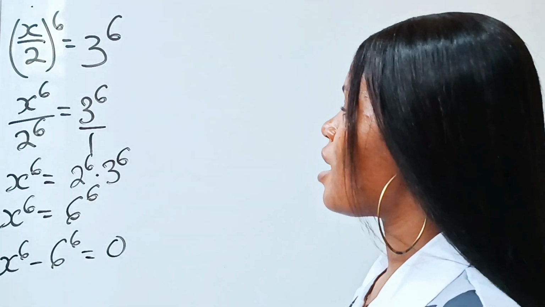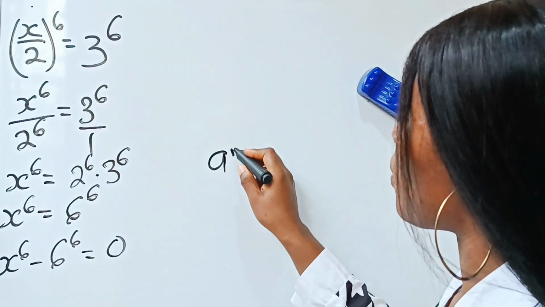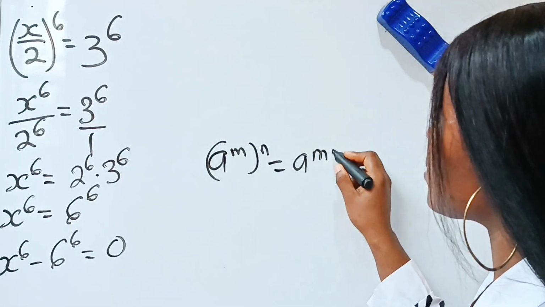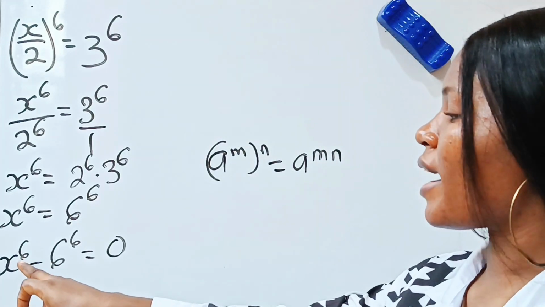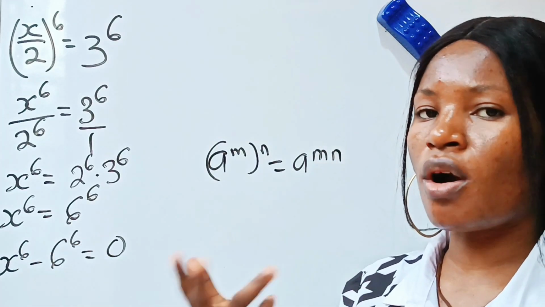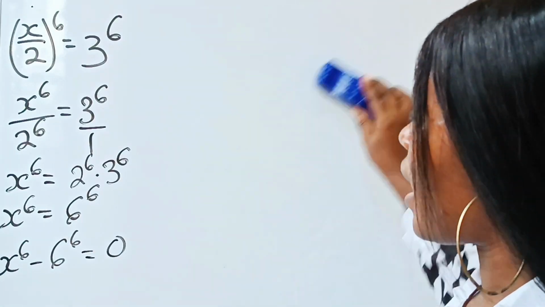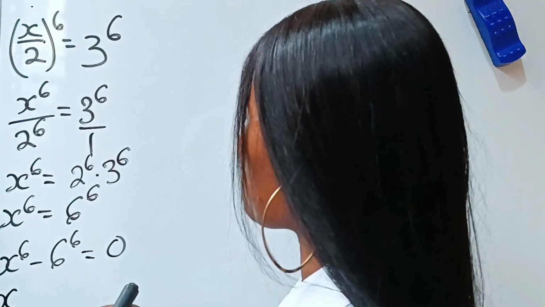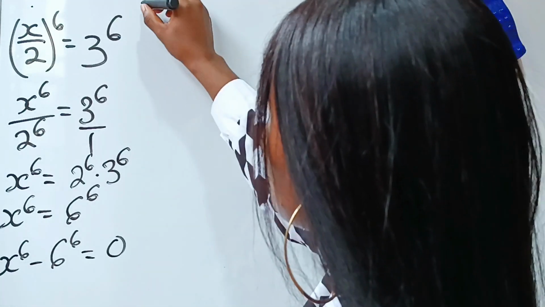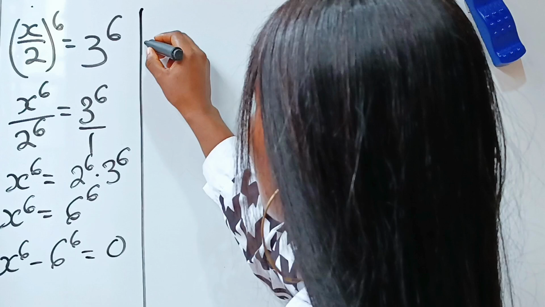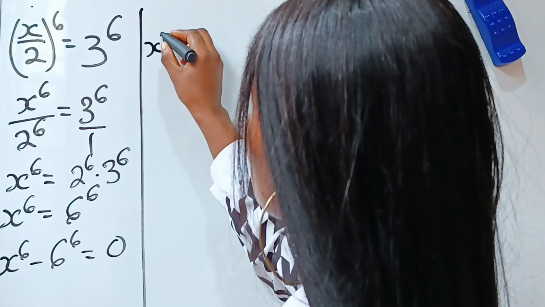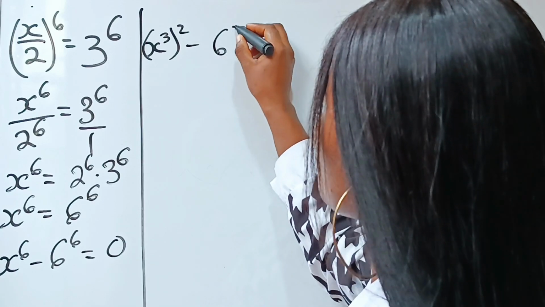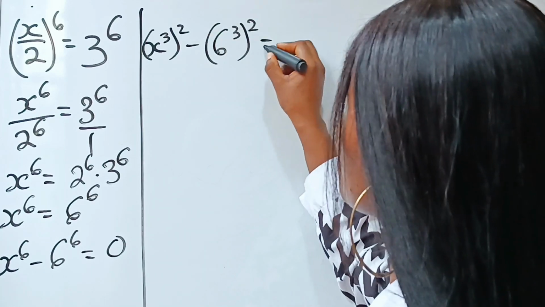We can rewrite this as, okay, before that, you have that a to the power of m raised to the power of n is equal to a to the power of m times n. All right, that means I can express this 6 as two multiples of its factors. So I can now write 6 as 2 times 3. So I can now write this as x to the power of 3 raised to the power of 2, minus 6 to the power of 3 raised to the power of 2 is equal to 0.